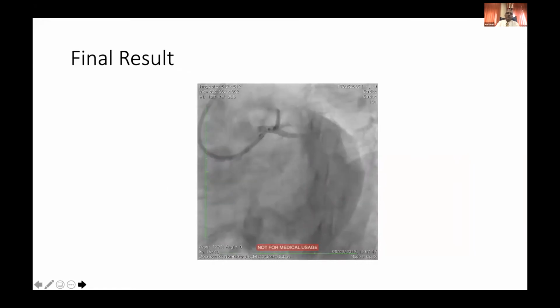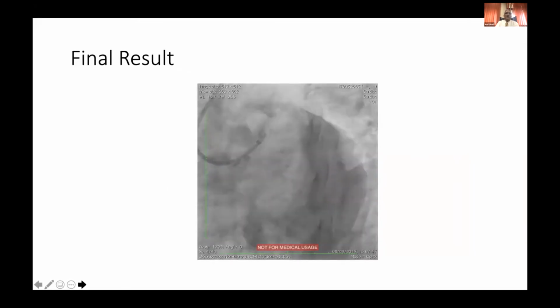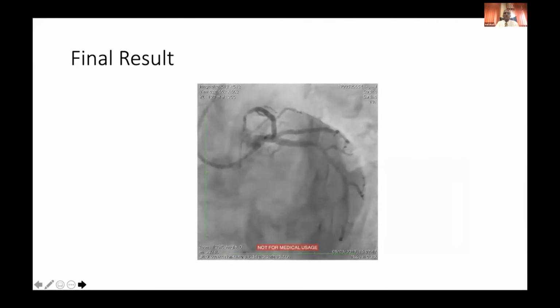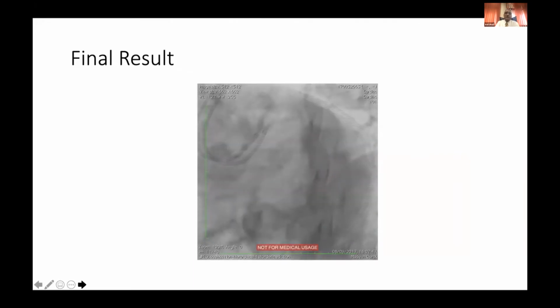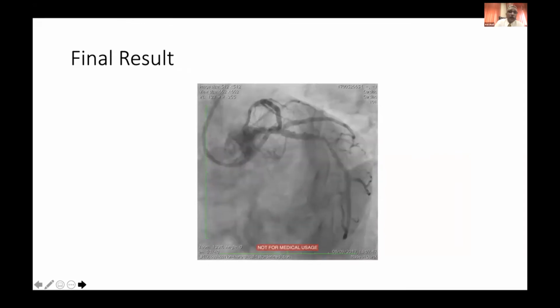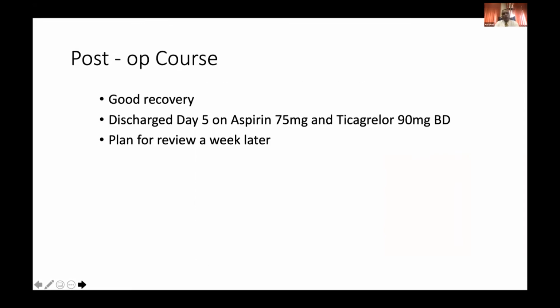All three vessels appear to be flowing well. You can see the distal left main appears to be dilated well. The proximal circumflex, the proximal ramus, the distal circumflex, and the LAD all appear to be doing well. Well, this patient went home and was prescribed aspirin and ticagrelor and was called for review a week later.